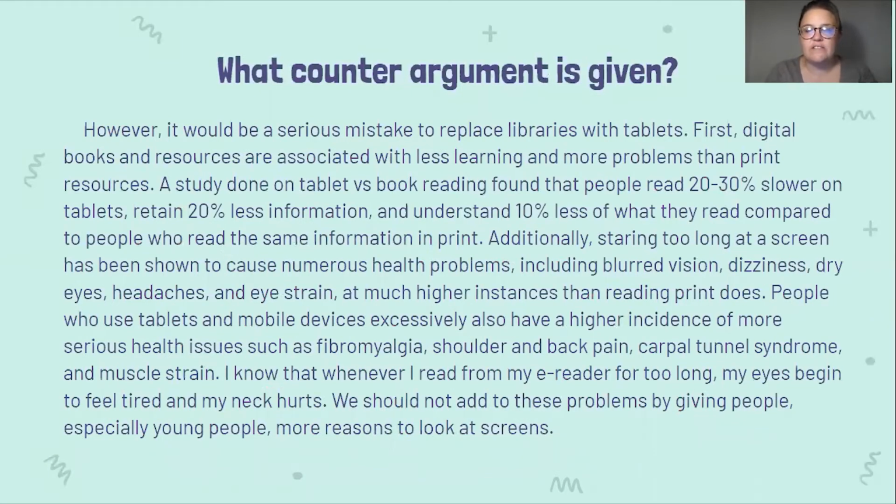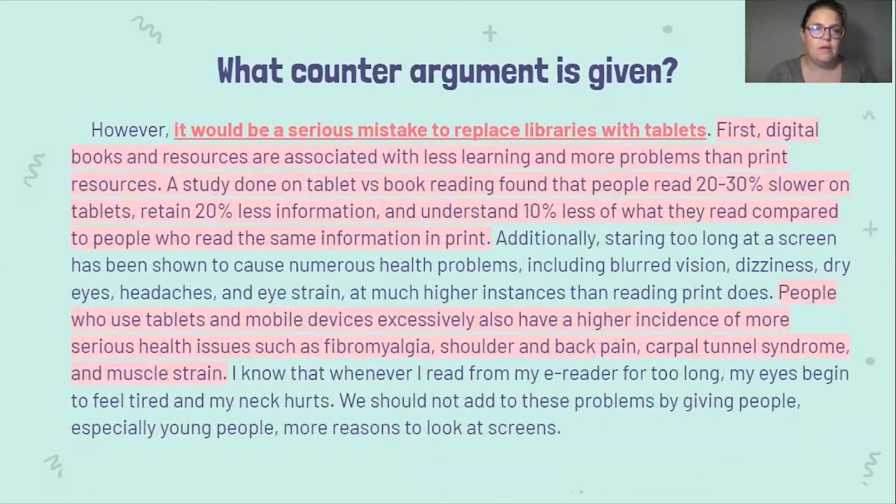If we look in this section of the essay, we can try to find a counter argument. Can you find any here? Pause the video and see. We know that the author began his essay by saying, "As online learning becomes more and more common and more resources are converted to digital form, some people have suggested that public libraries should be shut down, and in their place, everyone should be given an e-reader subscription." We can see in this section that there are several counter arguments to this statement.